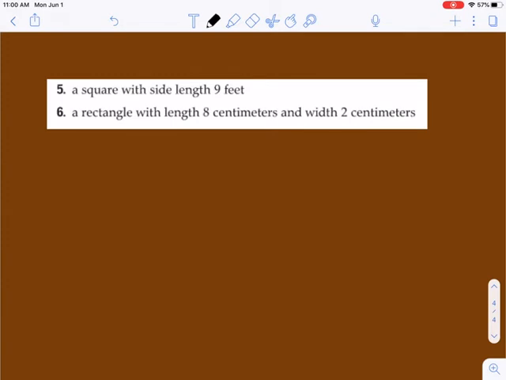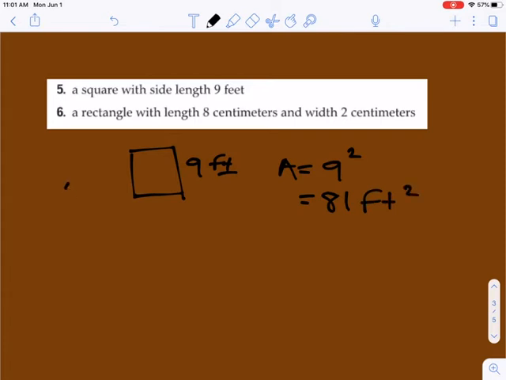All right, let's do 2 more quick examples. This should be pretty easy review for most of you. Number 5: a square with side length 9 feet. If this is my square, one side is 9 feet. That means the area of a square is going to be 9 squared. That gives me 81. My unit is feet, so it would be feet squared.